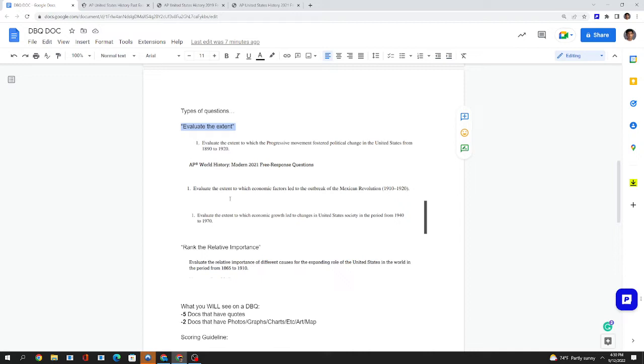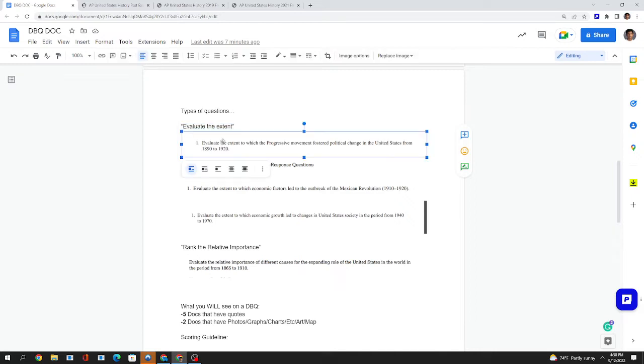Anyways, with this type of question, evaluate the extent, what does it mean? Well, it basically just means look at the degree to which this makes an impact. For example, the first prompt is from APUSH. Evaluate the extent to which the progressive movement fostered political change in the United States from the period of 1890 to 1920. Okay, what is this trying to say? Well, if I translate it into what I just said, it basically means to what degree did the progressive movement make a change? Okay, in the simplest words possible.